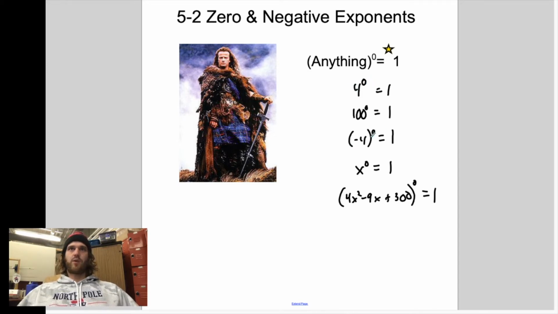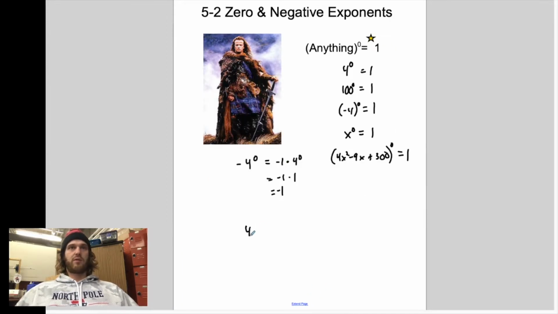We said -4 to the 0 with parentheses is 1. What about -4 with no parentheses? Methinks we have a problem here. Well, really not too bad. What this is, it's just the opposite of 4 to the 0. That's how we read that. It would be logically equivalent to -1 times 4 to the 0. Well, 4 to the 0 is 1, so that's -1 times 1, which is -1. So that one's a little bit funky.